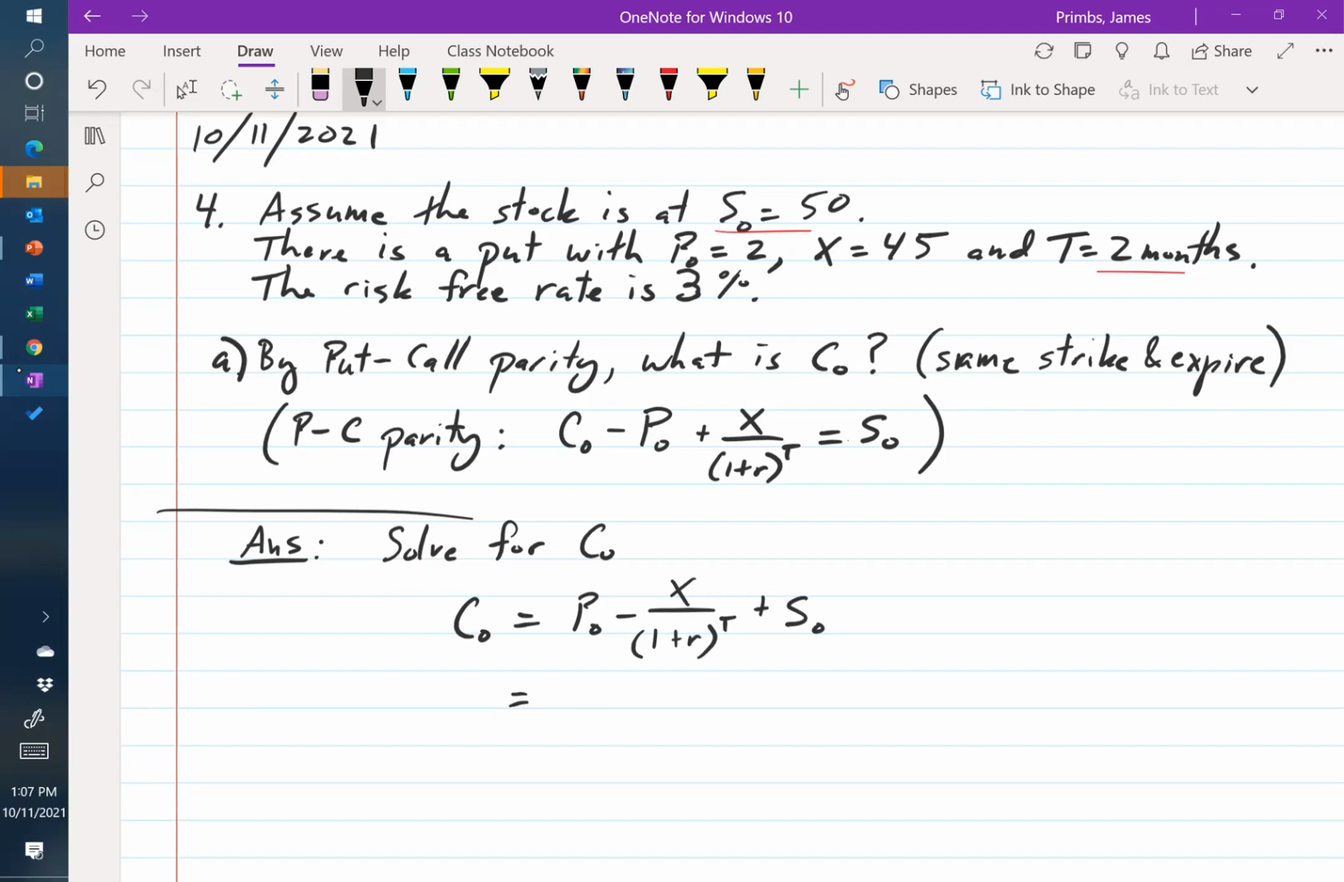And then did somebody plug in for this? So put premium is 2 minus the strike price is 45 over 1.03, 3% was the interest rate. So that's why that goes in there. T is always measured in years, 2 months. So that's going to be 2/12. Is that too small to read? So it's 1/6 of a year plus stock price is equal to, did anybody get the answer?